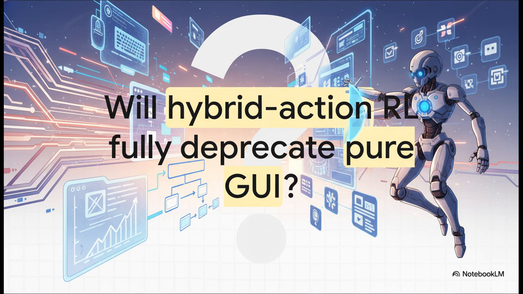Which leaves us with a pretty provocative theoretical question to close out this explainer. Given a 66% performance leap and these massive reductions in step counts, the evidence strongly suggests that training exclusively in a pure GUI action space might just be fundamentally obsolete. Are we looking at the permanent deprecation of pure GUI foundations in autonomous agent design? Well, looking at this, the data certainly points that way.